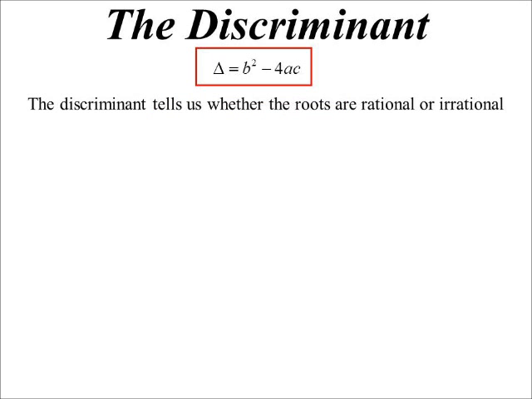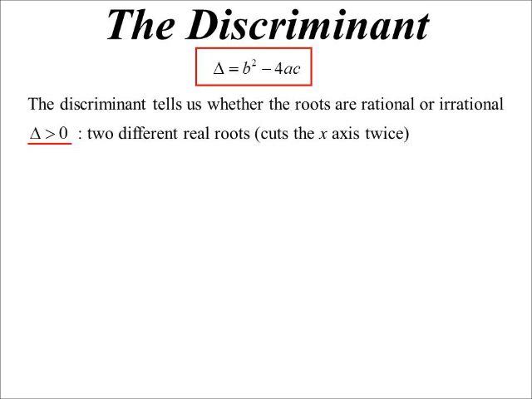Let's have a look at this thing that we call the discriminant in a little bit more detail. As I said the other day, it's the bit under the square root sign, so b squared minus 4ac. It can tell us a lot about the roots. One of the main things it can tell us is whether we're going to have rational or irrational roots.